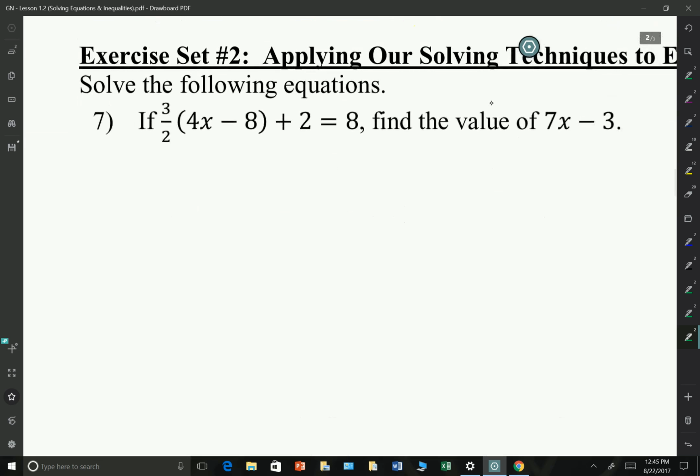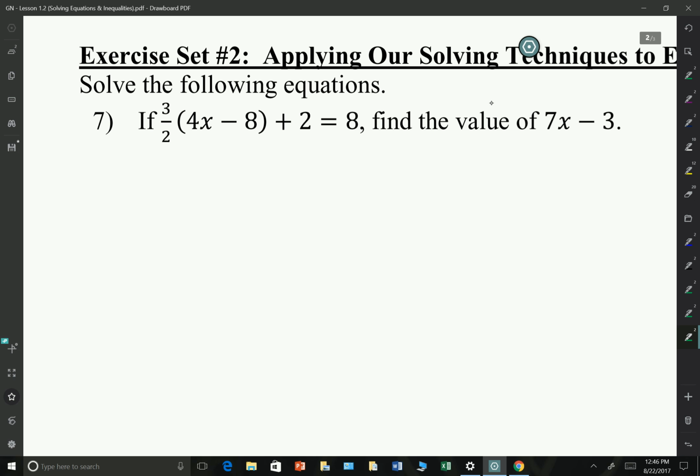But then we can apply it. We spent last year in Algebra 2 looking at ACT stuff, going over ACT style questions to prepare you. Because it's not just direct solve, direct solve, direct solve. Sometimes it's applying your techniques to something very simple but worded weird. For example: if 3 halves times (4x minus 8) plus 2 equals 8, find the value of 7x minus 3.